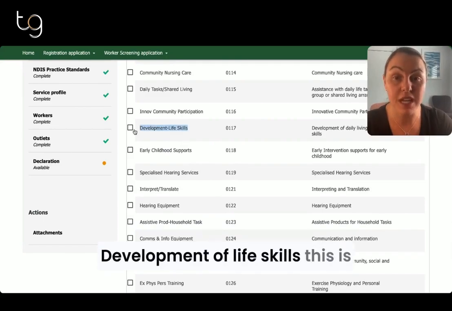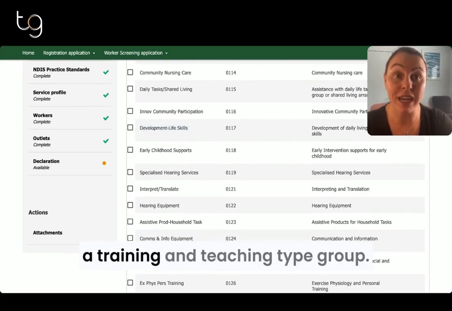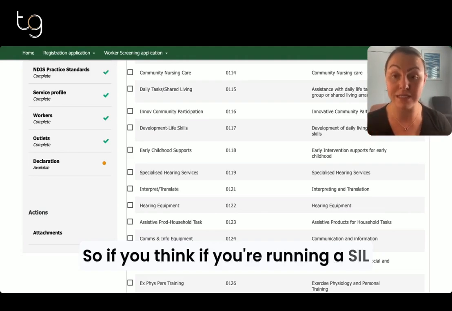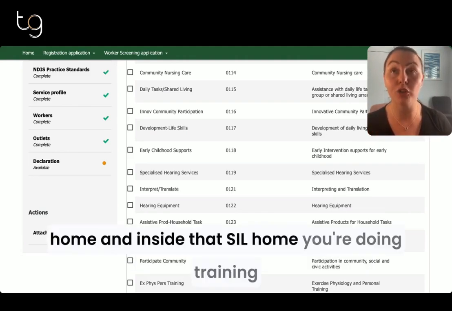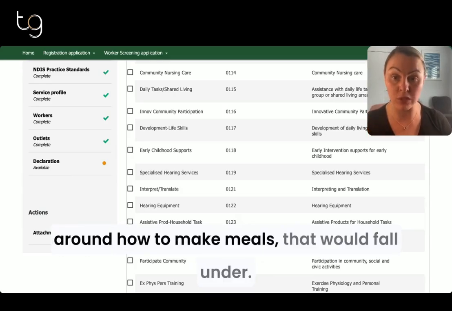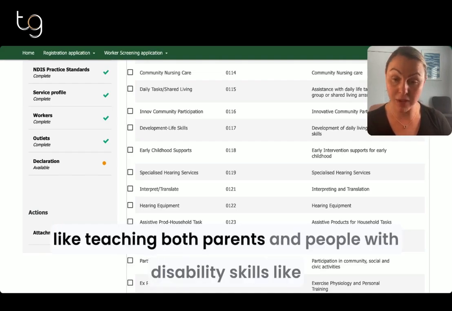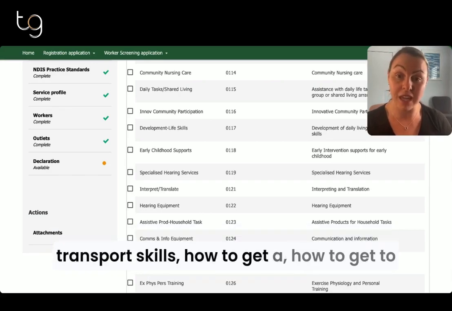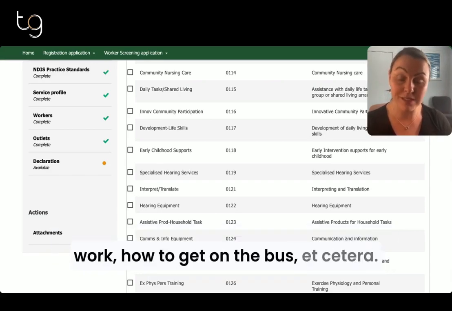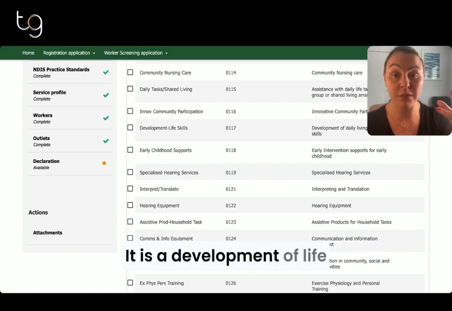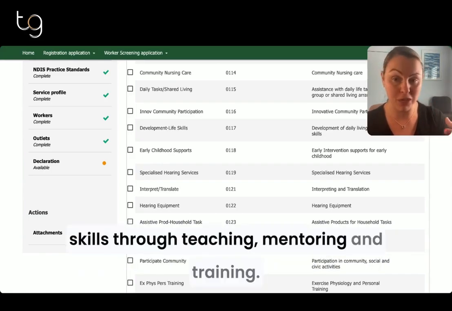Development of life skills. This is a training and teaching type group. So if you're running a SIL home and inside that SIL home you're doing training around how to make meals, that would fall under development of life skills. It can also be used for things like teaching both parents and people with disability skills like transport skills, how to get to work, how to get on the bus, etc. It is development of life skills through teaching, mentoring, and training.